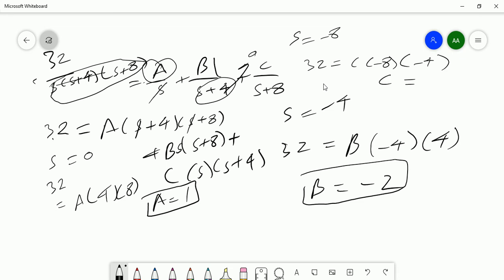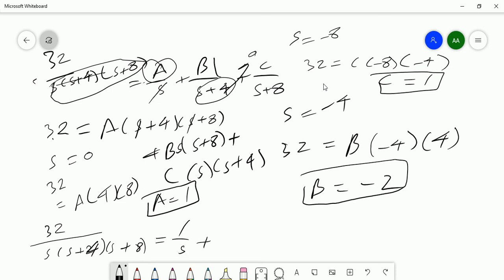And c will be equal to 1, since the minus signs and the 32 cancel. So you will get your equation as 32 over s into (s plus 4) into (s plus 8) equal to a over s, where a is 1, so 1 over s, plus b over s plus 4, where b is minus 2, so minus 2 over s plus 4, and c is 1, so 1 over s plus 8.